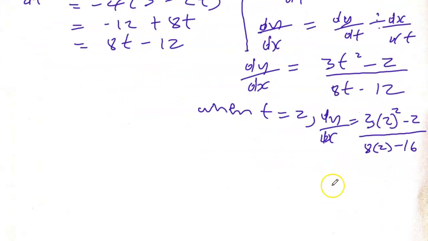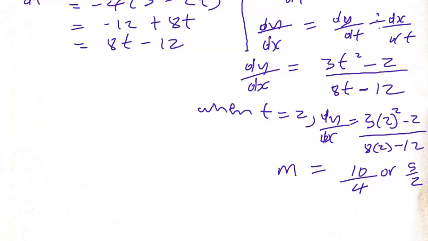So we end up with 3 times 2 squared. So 3 times 4, that's 12. 12 minus 2, that's 10. Over 8 times 2, actually this is 12, so it's minus 12. So 8 times 2, 16. 16 minus 12, that's 4. So we can reduce it to 5 over 2. So this is what the gradient is, or we can call it m, the gradient for the tangent.